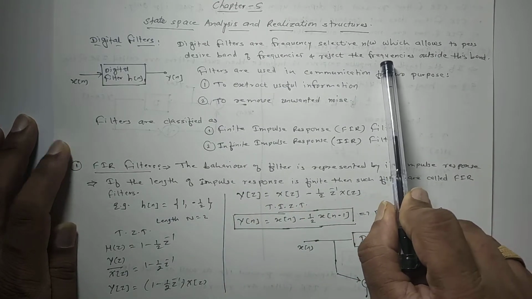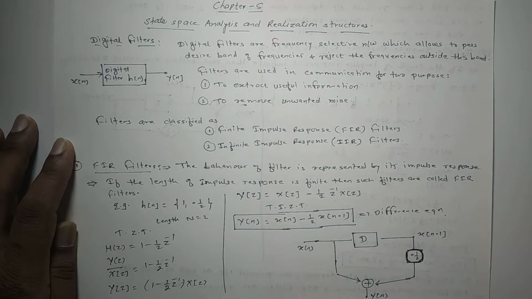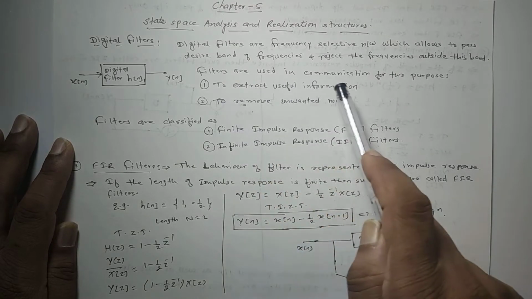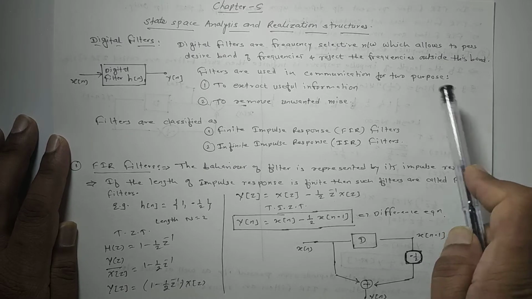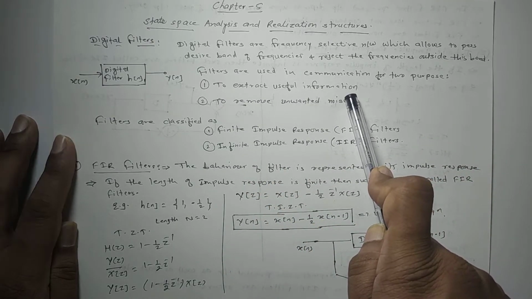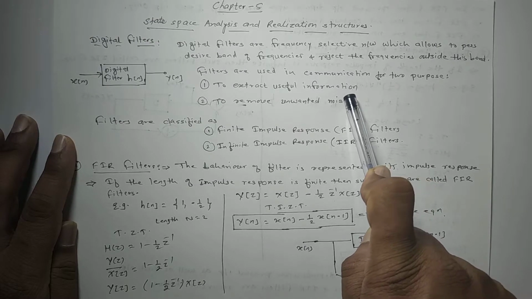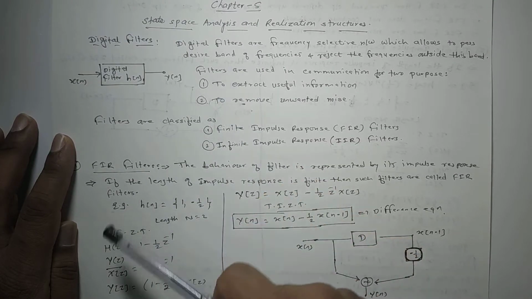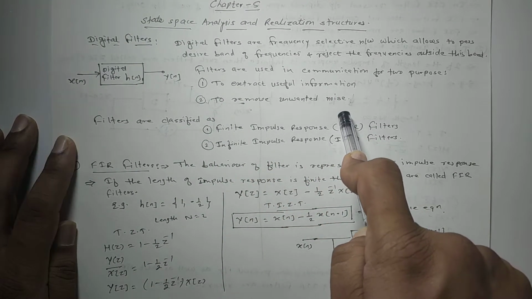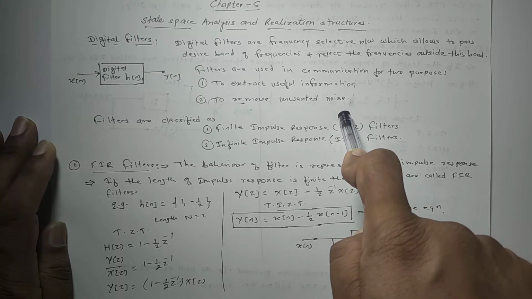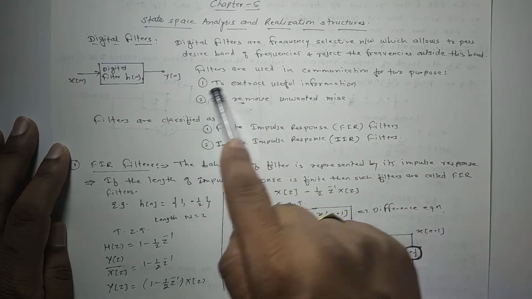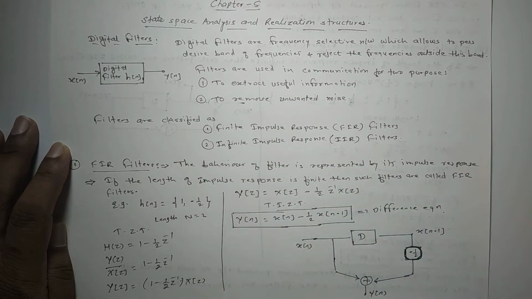It's a frequency selective network which is allowed to pass the desired band of frequency and reject the frequency outside this band. Now what is the use of filter in communication? So usually filters are used in communication for two purposes. To extract the useful information, we use the filters. Okay, so the unwanted information we have to remove and the useful information we have to extract, so we will use these filters. Second thing is to remove the unwanted noise. Okay, during transmission, signals pick up the noise, and then at the receiver side, if you want to remove the unwanted noise, we can use these filters.